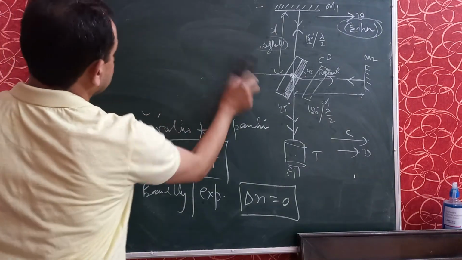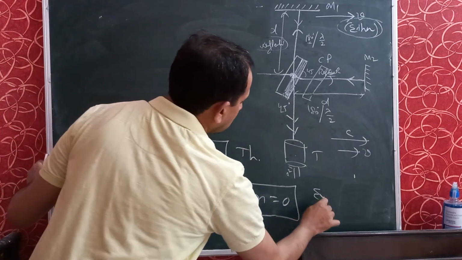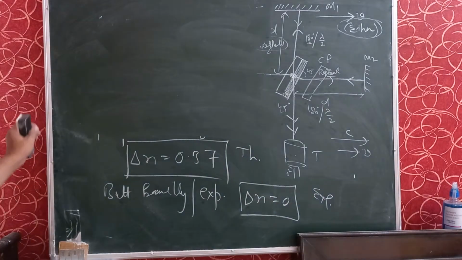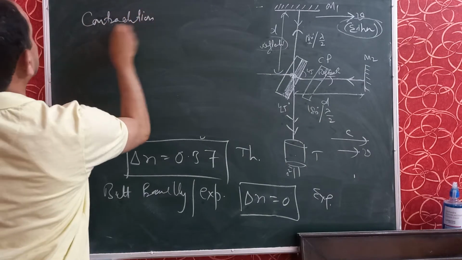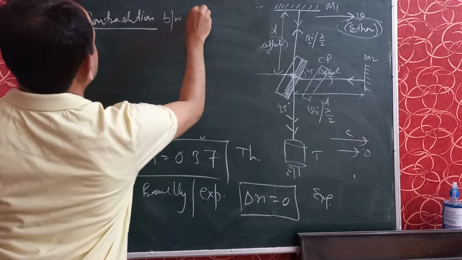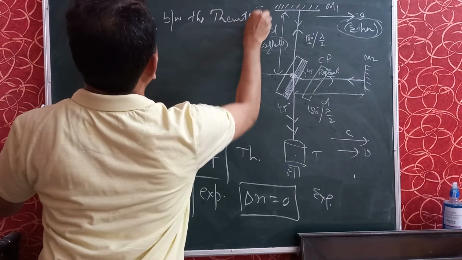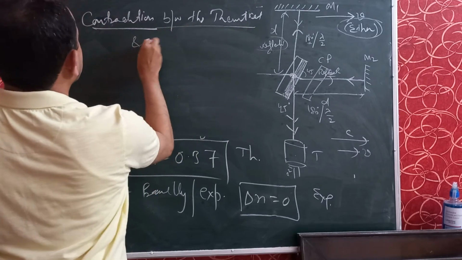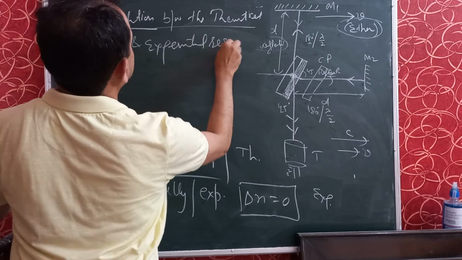So this result is contradictory. Basically, this is the theoretical result, and this is the experimental result. So there is a contradiction between the theoretical and experimental results.